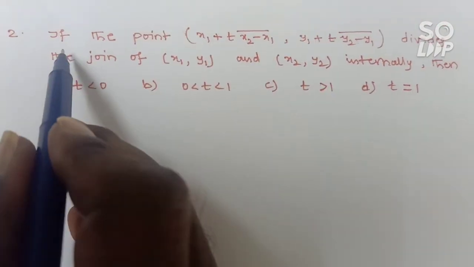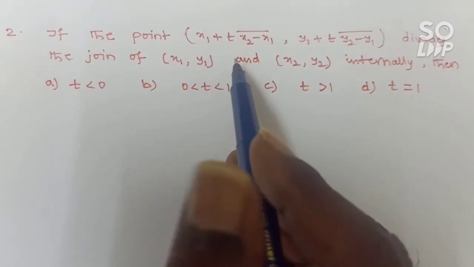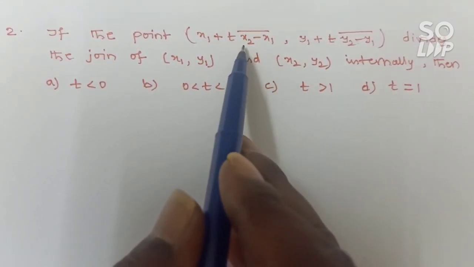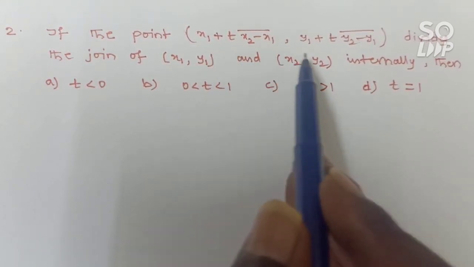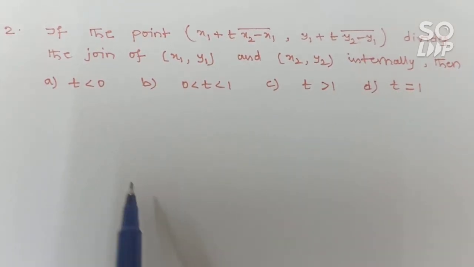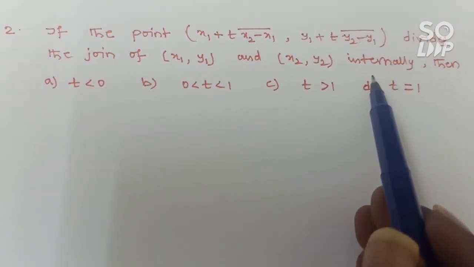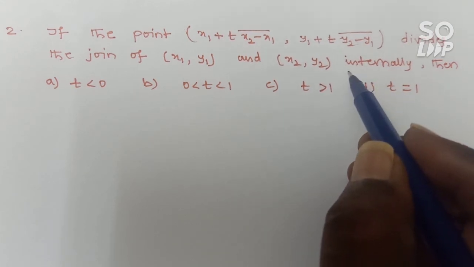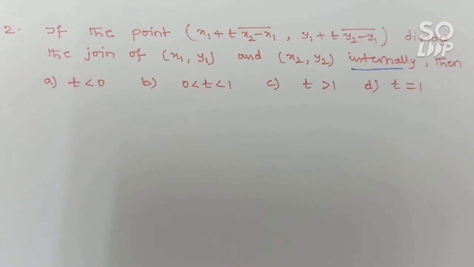The next question is: if the point x1 plus t into x2 minus x1, this t is common to both of these two, comma y1 plus t into y2 minus y1, divides the join of this one and this one internally. So already in this given question, the condition is internally. Internally means the ratio must be positive.